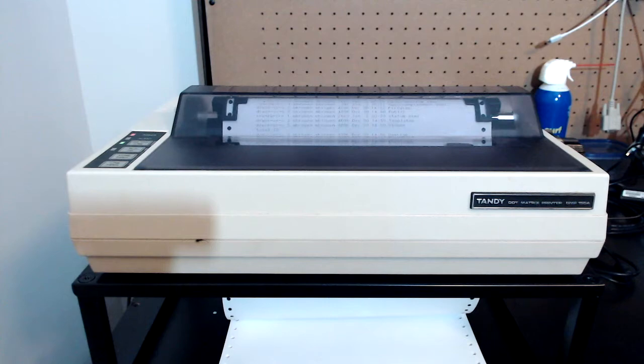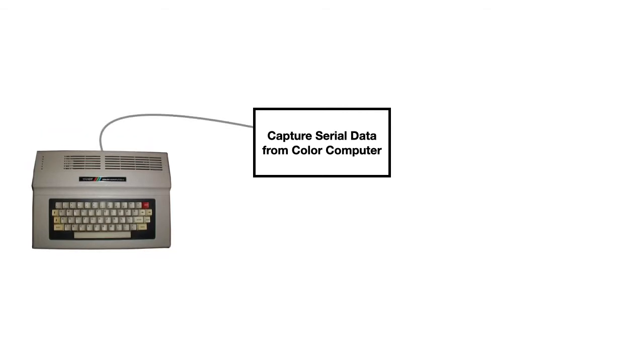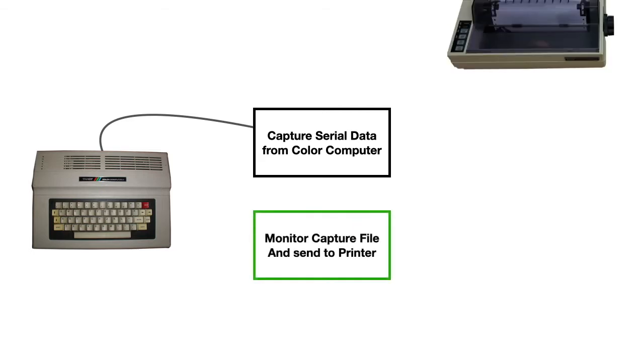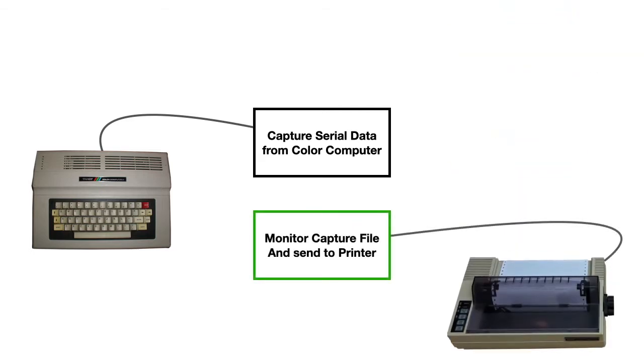In Part 7, we will look at automating printing from the color computer. We created a process to capture the color computer's printer output and save it into a file on the Raspberry Pi. Now, we need another process that can monitor that file and print it automatically to the printer of our choice once the output is finished.